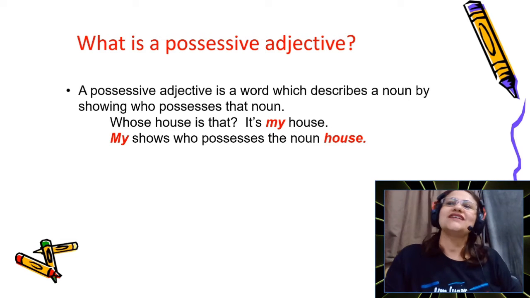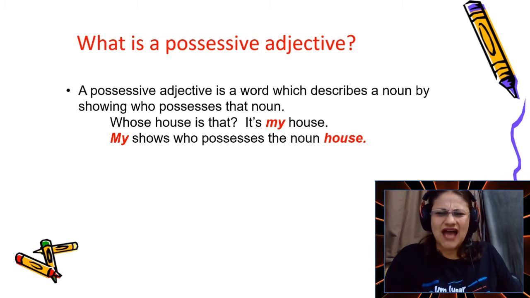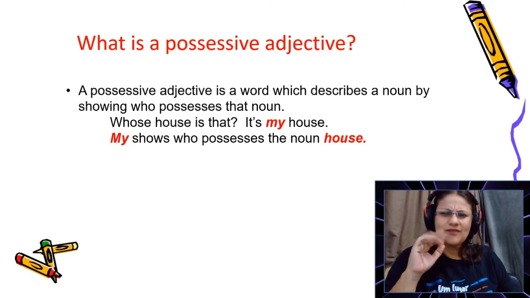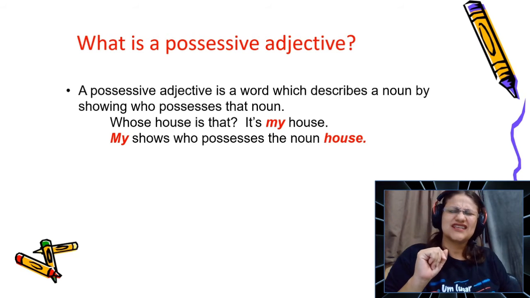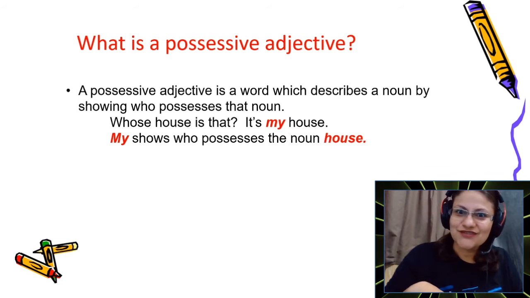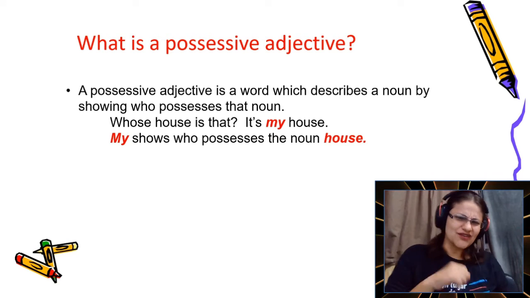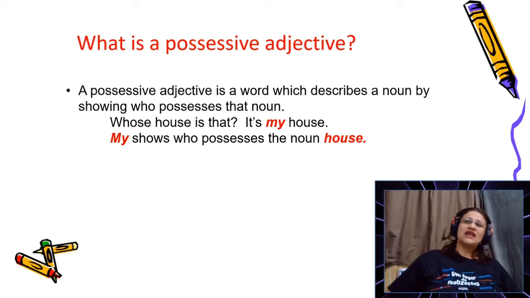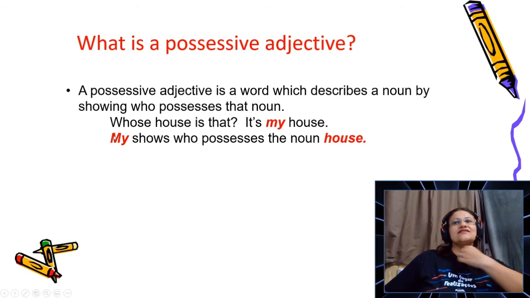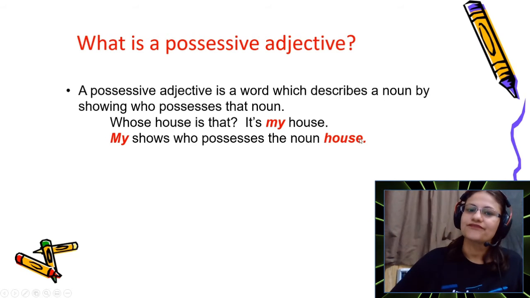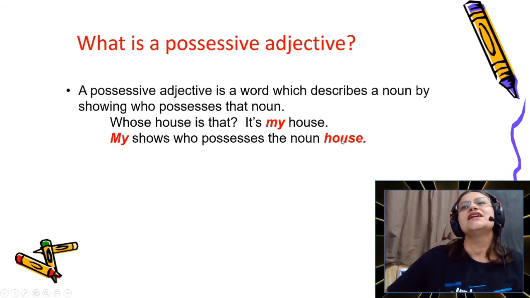So, in this case here, for example, whose house is that? Hey, I want to talk to you, please, for a moment. Do you know whose house that is? I don't know. And the other person said to you, yes, of course I know. It's my house. Mine. So this possessive adjective, my, shows who possesses the noun house. In this case, my shows who possesses the noun house.